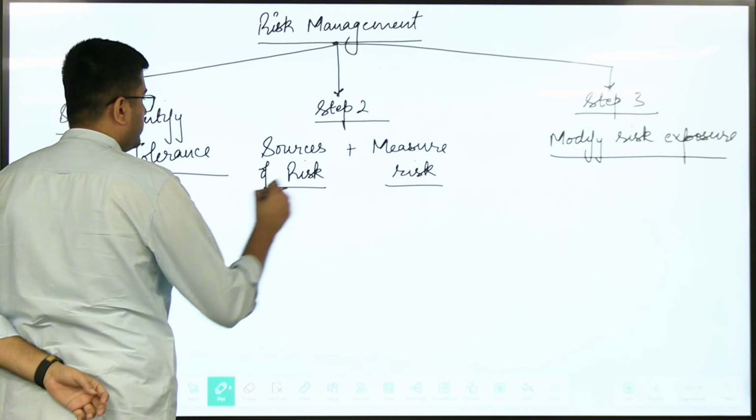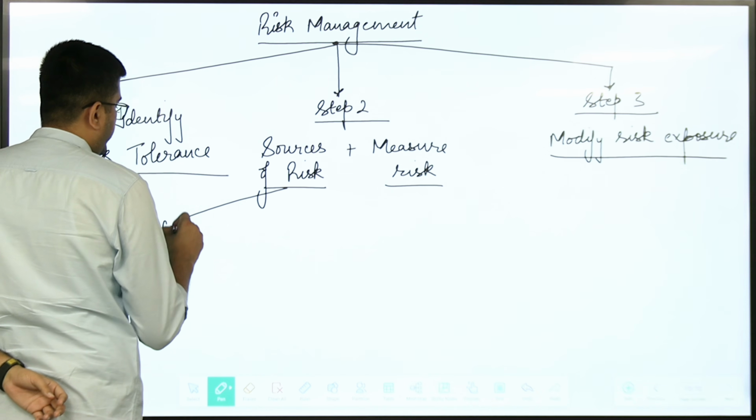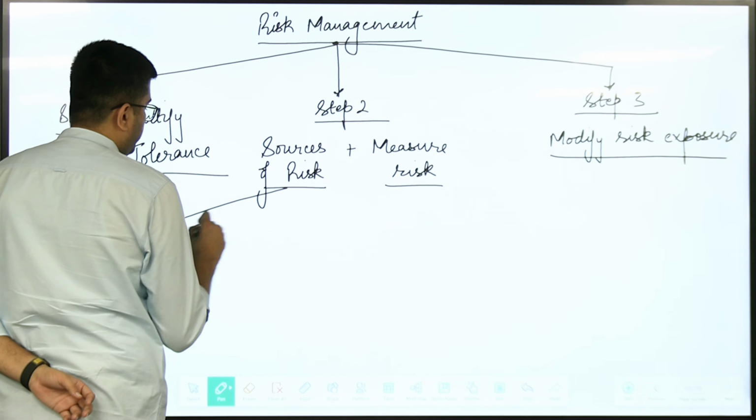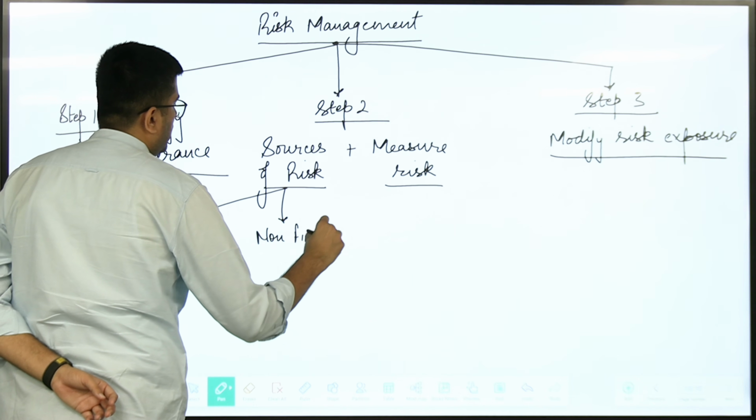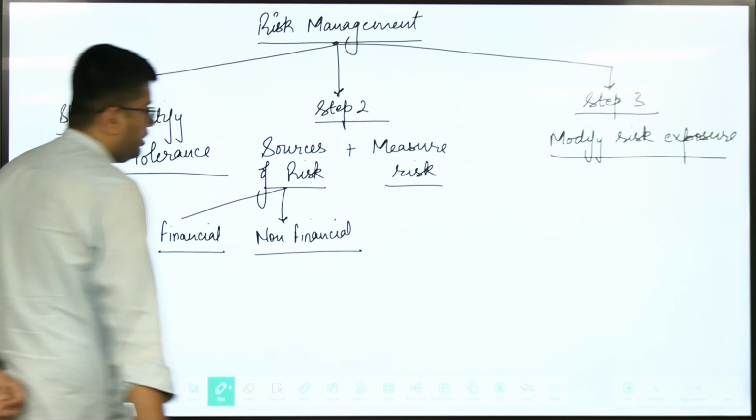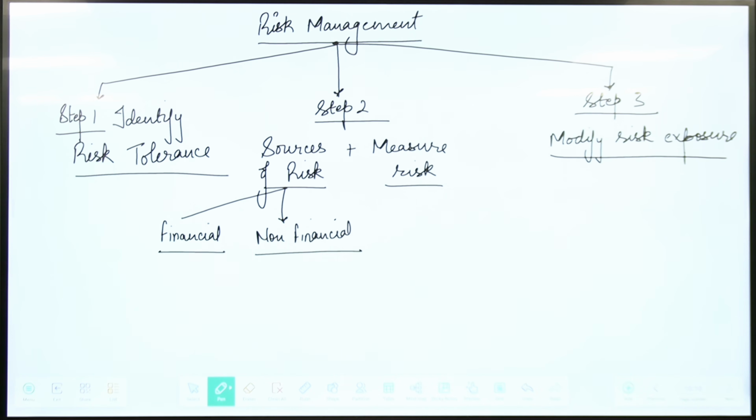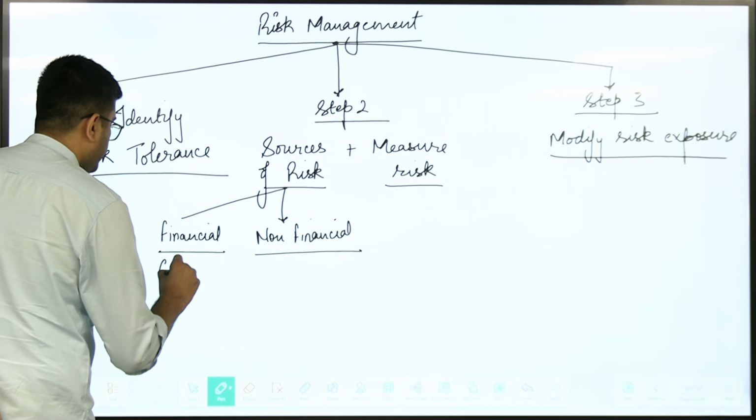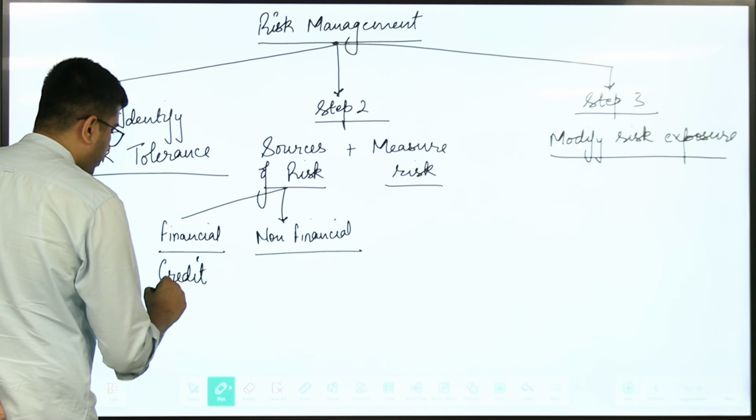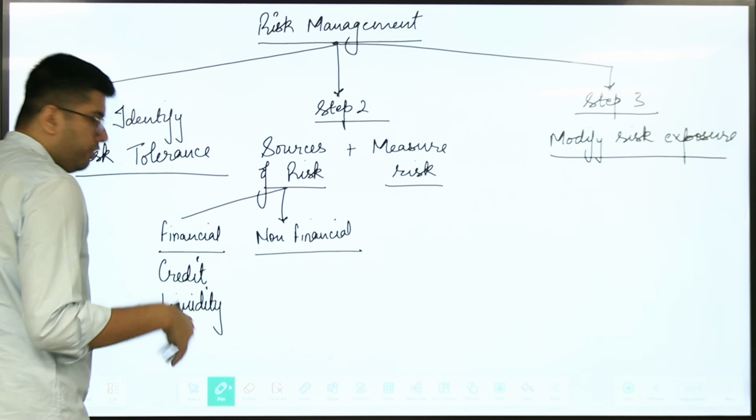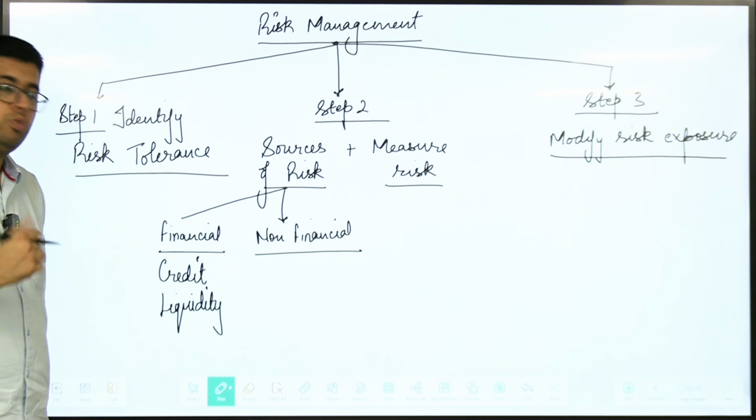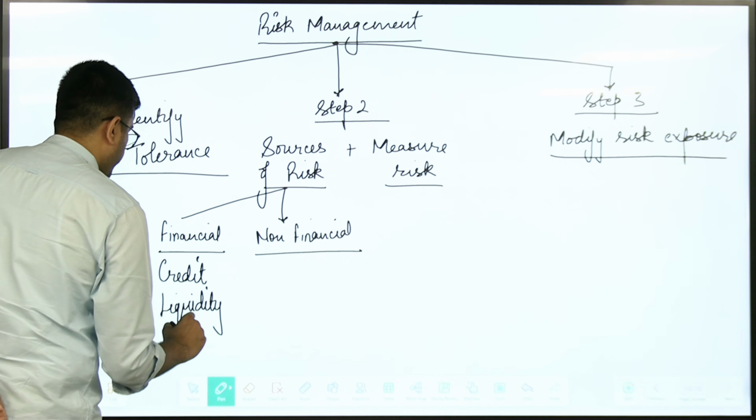When we talk about sources of risk, two categories: financial and non-financial. For exam, I would suggest that you remember only the financial risk category, because everything else you can classify as non-financial. So financial has three components: credit risk, chance that the other party may default; liquidity risk, not being able to convert the security into cash quickly, or if I do it quickly, I may lose a lot of value; and then the fluctuation of market price risk.